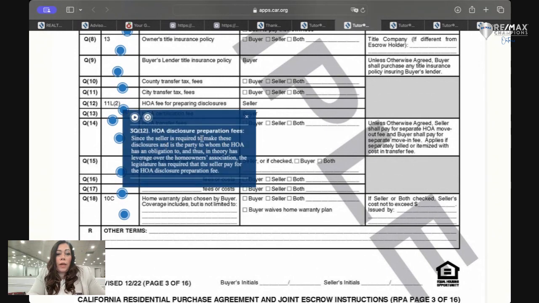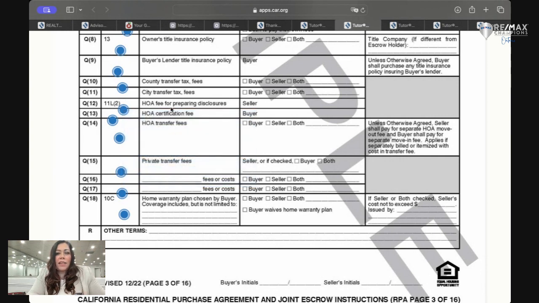Q12, HOA disclosure preparation fees. So we already know that the HOAs charge to prepare the packet to get sent to escrow to review by the buyer. So they automatically defaulted that where it wasn't that before, which is great. So the preparing disclosures are paid for by the seller. The HOA cert fee by the buyer.